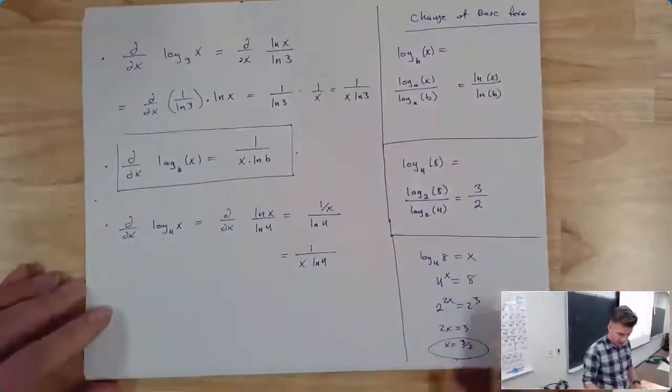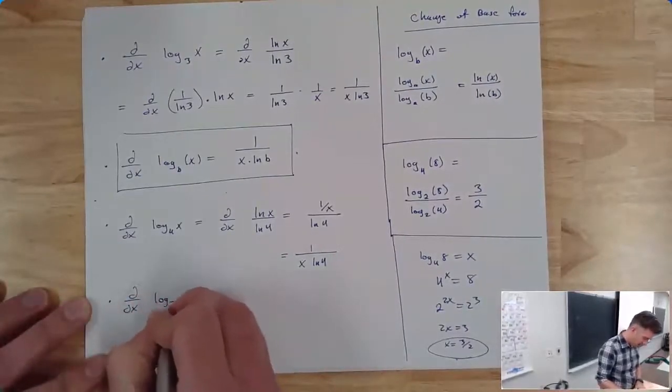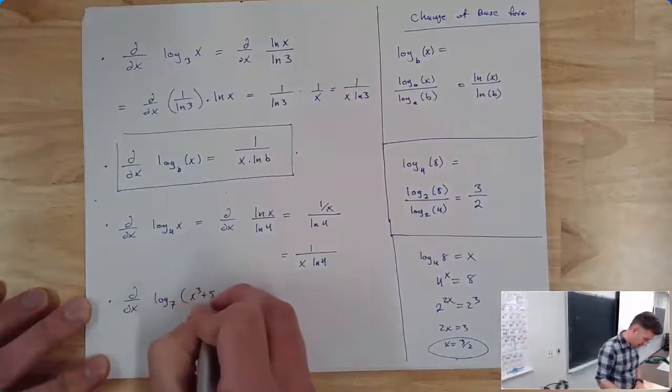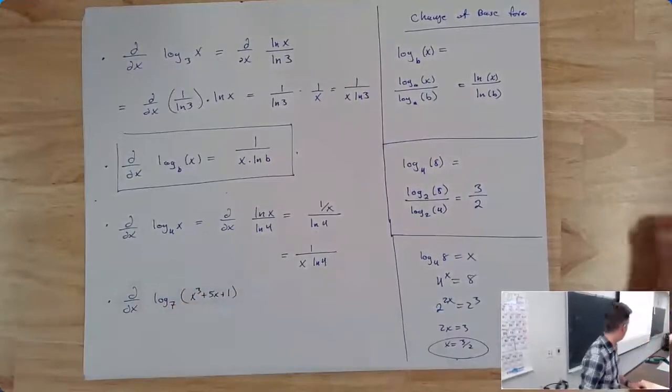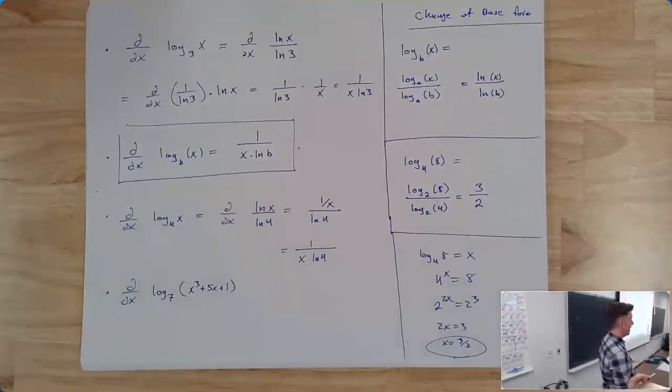And it gets more complicated, right? You could say, I want to find the derivative of log base 7 of x cubed plus 5x plus 1. I don't want to do it the long way. I just want to remember the rule that if my base is something other than the natural base, I'm going to have to divide by the natural log of that base.